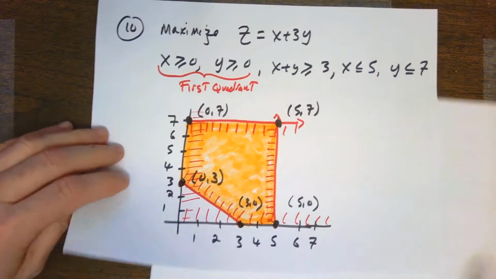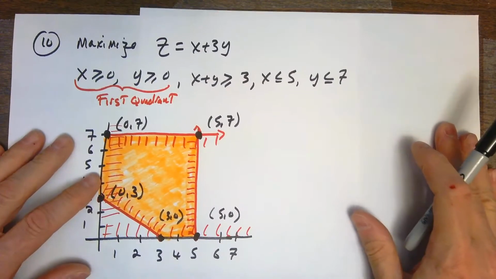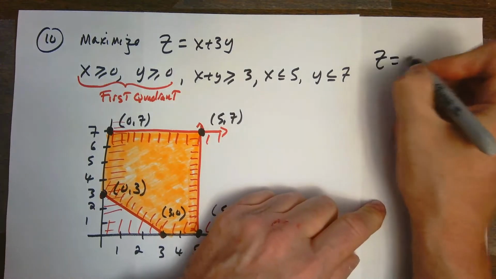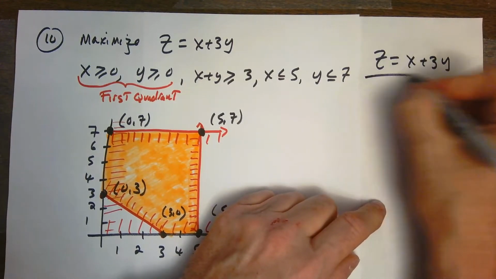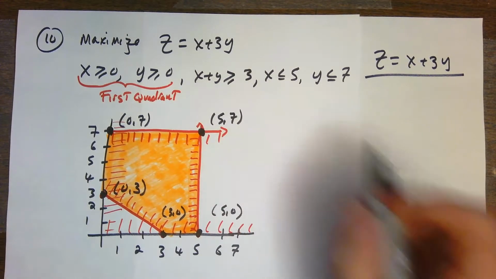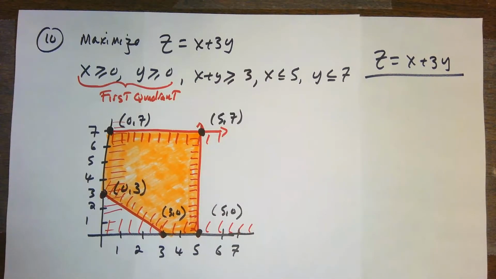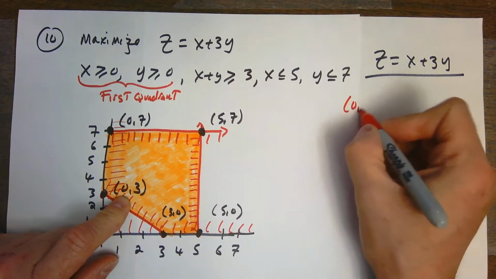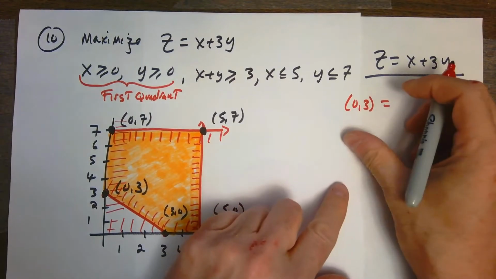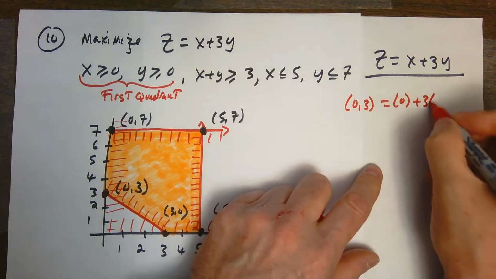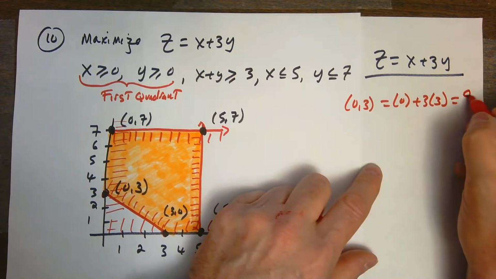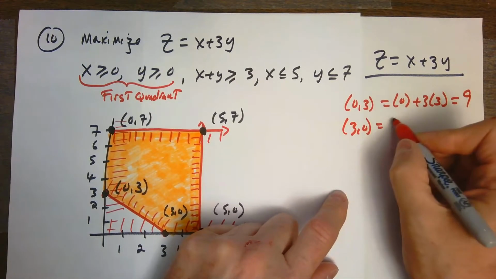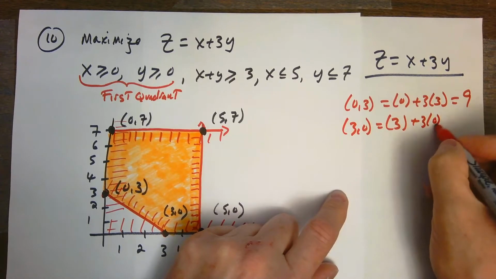The next thing I want to do, this whole maximizing this function here. So in order to maximize the function, I've got the function z equals x plus 3y. That's the function I'm trying to optimize, and I'm trying to find the maximum value there. So I'm going to pick each one of these points, and I'm going to plug them in. First, the point 0, 3. If I plug that in, x is 0 plus y is 3. 0 plus 9 is 9. Next, the point 3, 0. 3 plus 3 times 0 is 3.